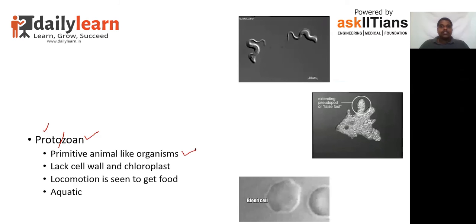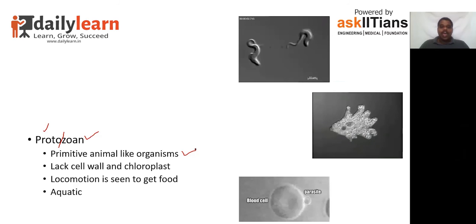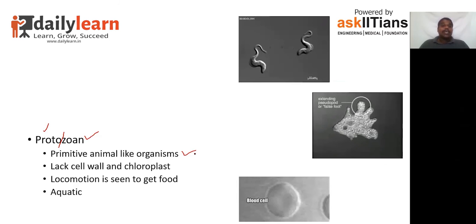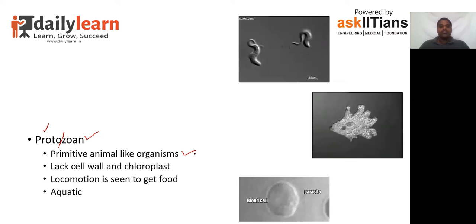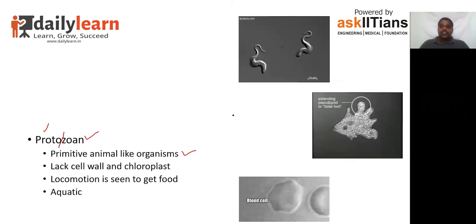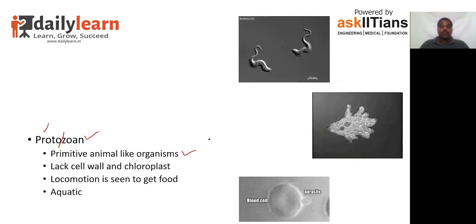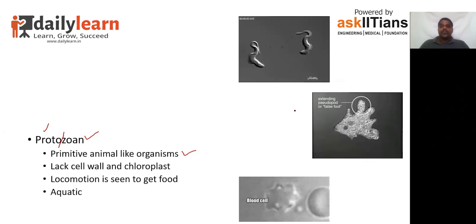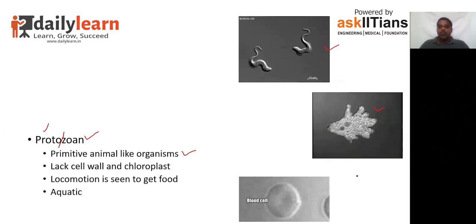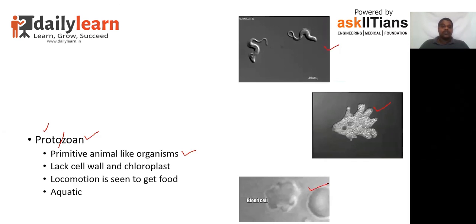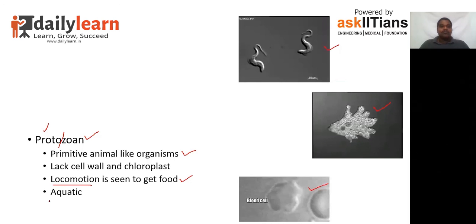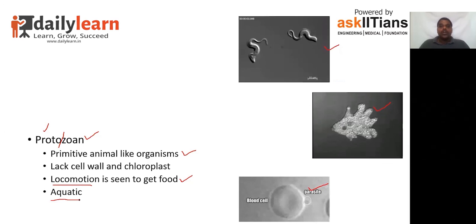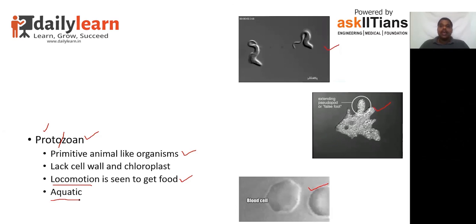The cells which constitute the protozoan don't have a cell wall or chloroplast, which means they don't have the ability to prepare their own food, so they are heterotrophic in nature and not autotrophic. The cells can locomote from one place to another to get food, because they are heterotrophic, which means they need to move around to get their food. That is what we see over here. The cells are moving from one place to another to get nourishment. Locomotion is seen to get food, and they are mainly seen in aquatic medium. All their locomotion favors movement only in the aquatic medium.